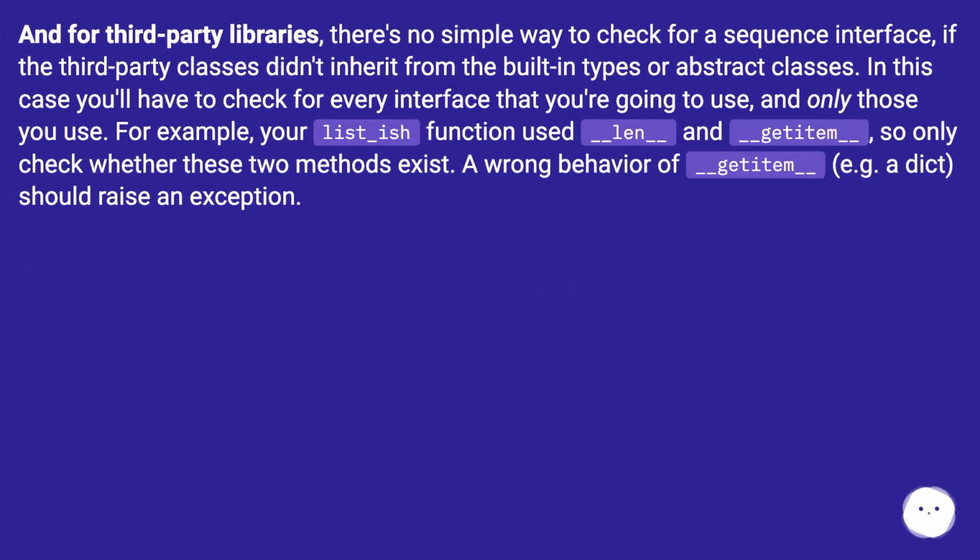And for third-party libraries, there's no simple way to check for a sequence interface, if the third-party classes didn't inherit from the built-in types or abstract classes. In this case, you'll have to check for every interface that you're going to use, and only those you use. For example, your list_ish function used __len__ and __getitem__, so only check whether these two methods exist. A wrong behavior of __getitem__, e.g. on a dict, should raise an exception.